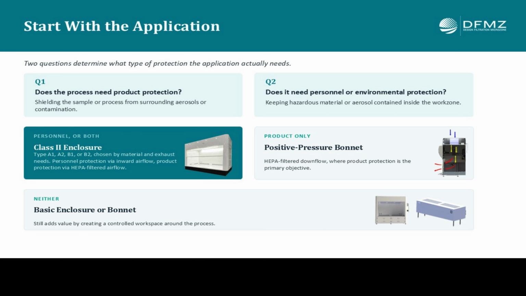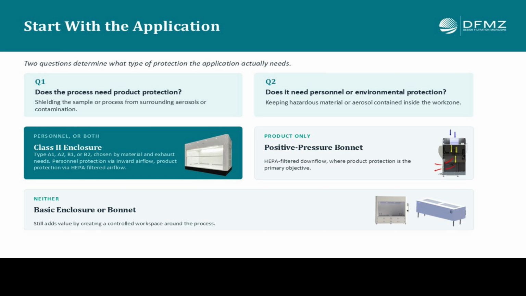That's where a custom engineered solution comes in. With DFMZ, the enclosure gets engineered around the process itself: airflow containment, product protection, exhaust requirements, automation and controls, utility routing, alarms, monitoring, and dimensions. But before we even get into configuration, there's one question that has to come first. How do you determine what type of protection the application actually needs?